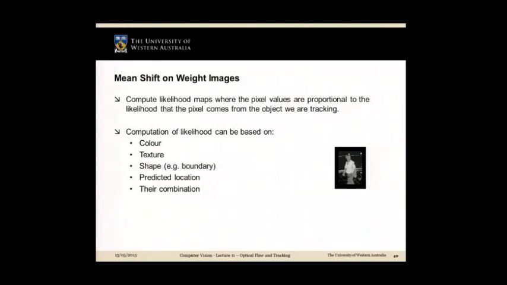Once you have that information, the computation of likelihood can be based on your color, texture, shape, predicted location. Predicted location is one particular location in the image, and then you say, okay, in the next frame this location will be right here. Or you can use a combination of all of them. And of course, if you're using a combination of all of them, your tracking would be good. So you say color, tick; texture, tick; shape, tick; predicted location, tick.